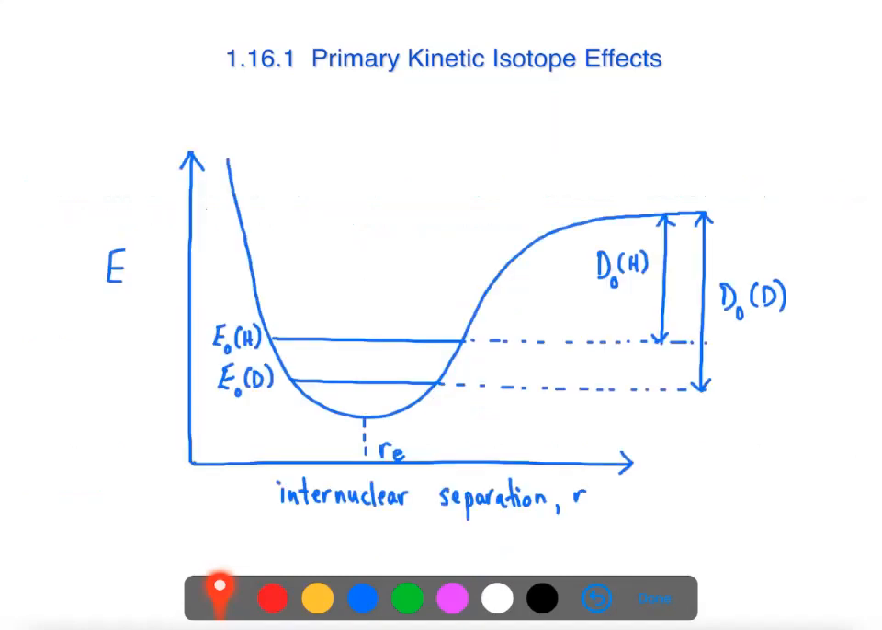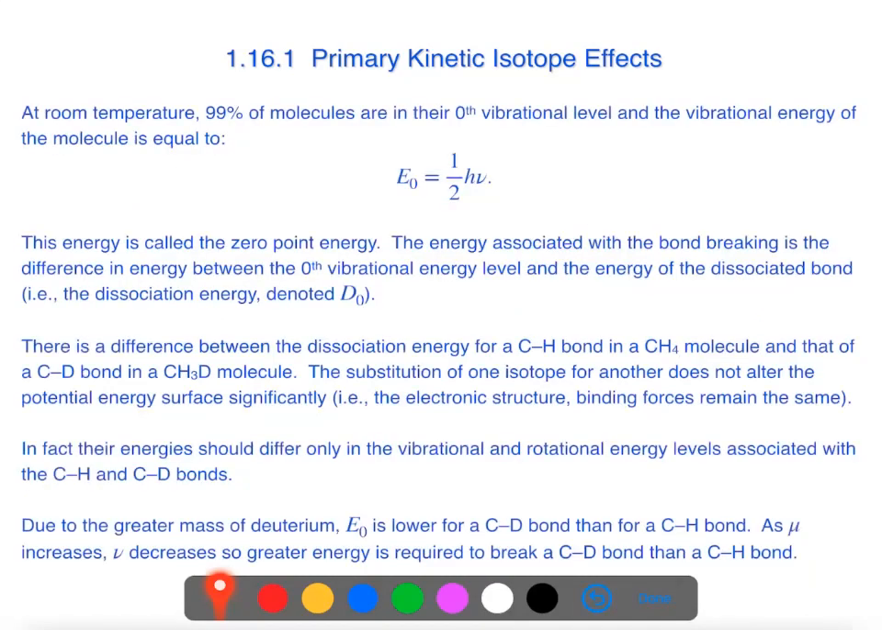And so in our diagram, these are the vibrational levels. So this is the lowest vibrational level for a carbon-deuterium bond, and this is the lowest vibrational level for a carbon-hydrogen bond. At room temperature, 99% of molecules are in their 0th vibrational level, and the vibrational energy of the molecule is equal to 1/2 h nu. This energy is called the zero-point energy, and it's given the symbol E subscript 0.